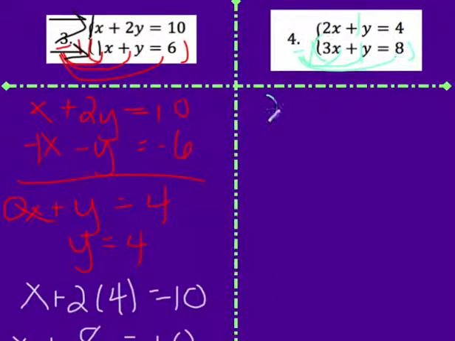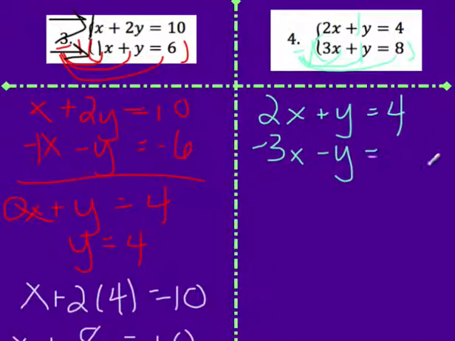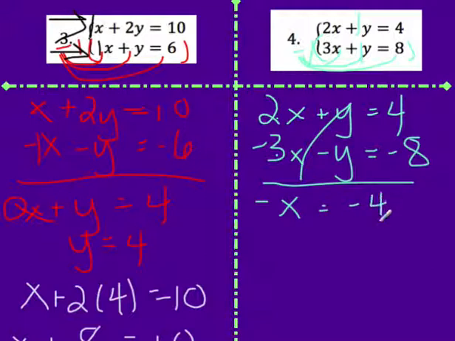So then I have 2x plus y is equal to 4, and now I'm going to change the signs of everything. So all of that changed. So now my y's have same coefficients, opposite signs, so I can go ahead and add down my columns. 2x minus 3x is -x. My y's are going to cancel out. That's why I have same coefficient, opposite signs. And 4 minus 8 is going to be a -4.